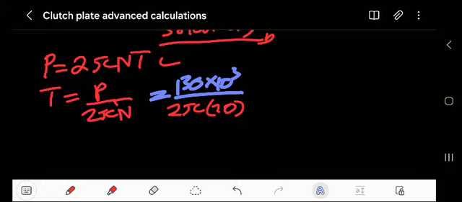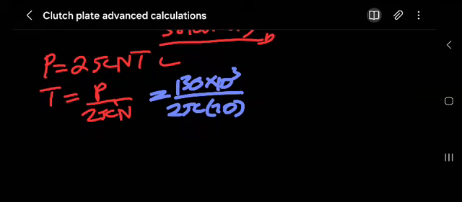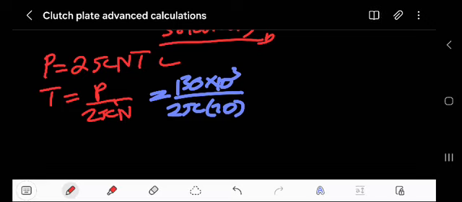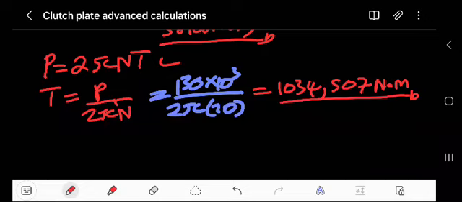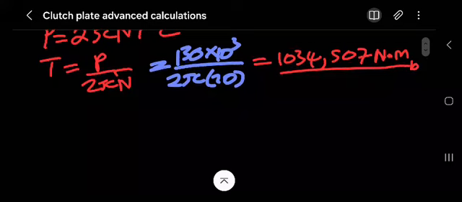If you punch this in, you may find that our torque will be equal to 1034.507, measured in newton meters. This is what we know so far. We have the torque. All right.